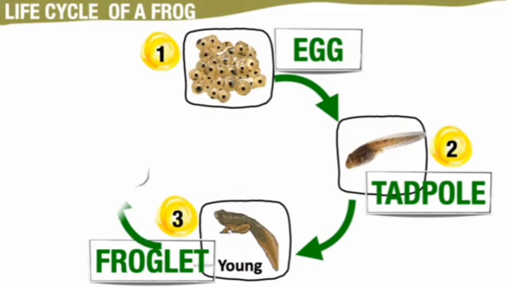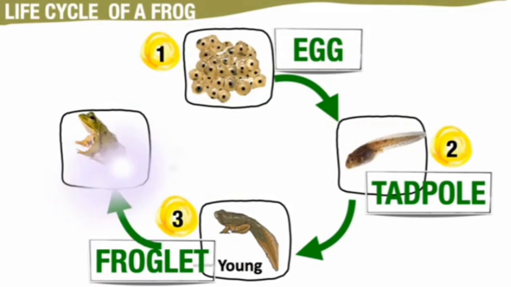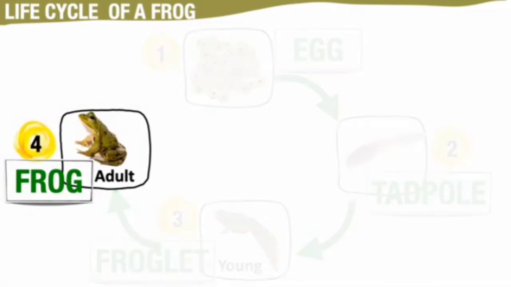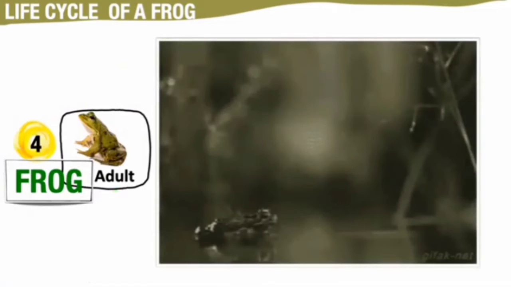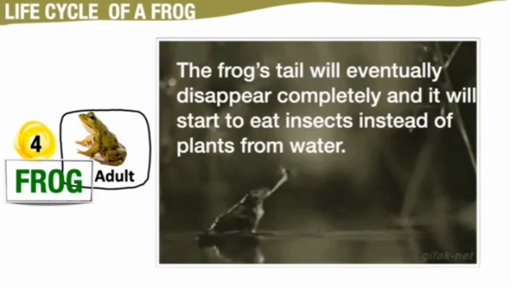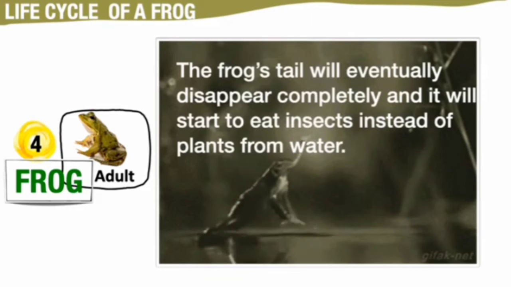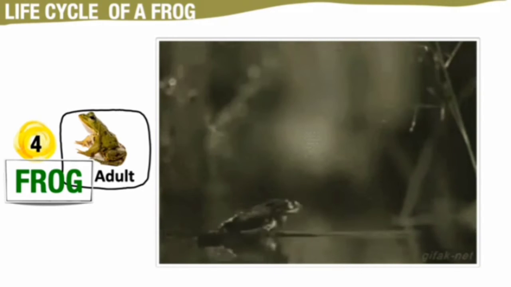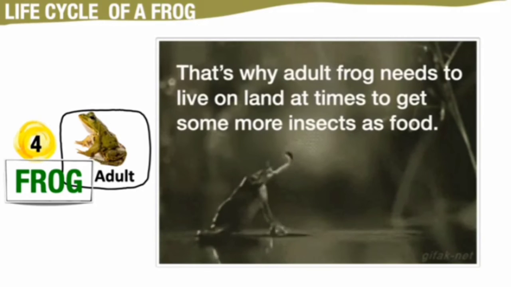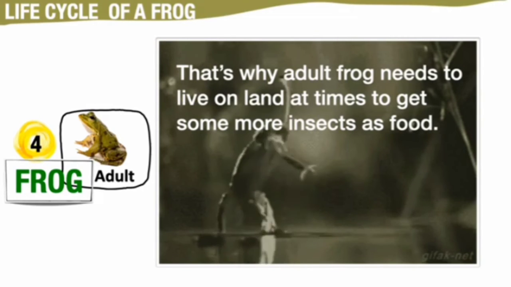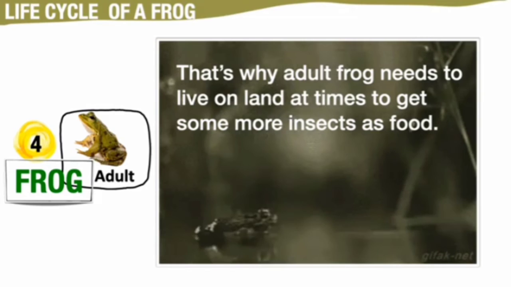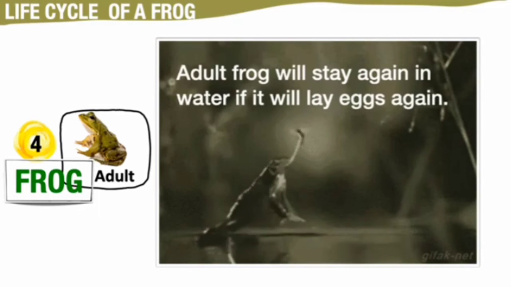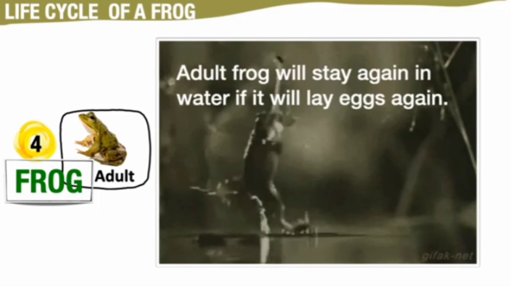From a young froglet, it will grow and develop into an adult frog. The frog's tail will eventually disappear completely and it will start to eat insects instead of plants from the water. That's why an adult frog needs to live on land at times to get some more insects as food. An adult frog will stay again in water if it will lay eggs again.